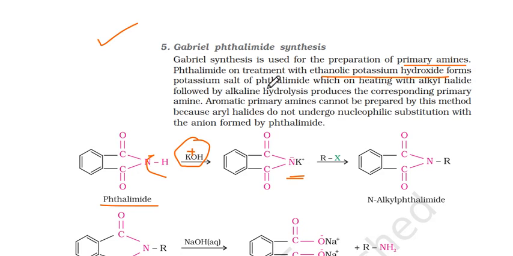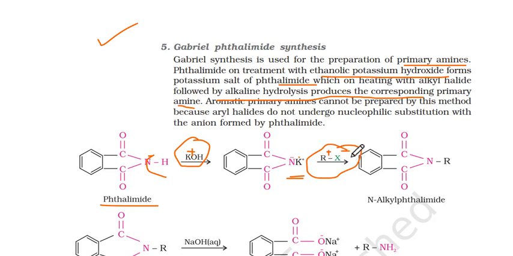This is the potassium salt of phthalimide only, which on heating with alkyl halide followed by alkaline hydrolysis produces the corresponding primary amine. So you make it react with RX, the alkyl halide. What happens from there is you will get potassium halide back as the byproduct, and this K will be replaced by the R over here. Fine, this will again be positive, this will be negative.